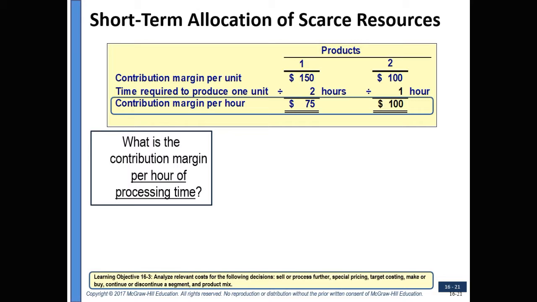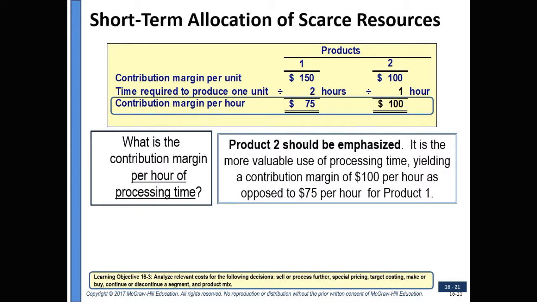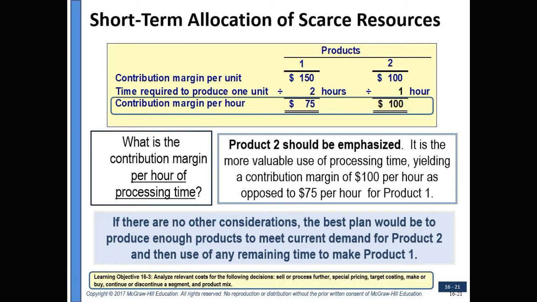Let's calculate the contribution margin per hour of processing time. The contribution margin per hour for product 1 is $75, and it is $100 per hour for product 2. Product 2 should be emphasized. It is the more valuable use of processing time, yielding a contribution margin of $100 per hour as opposed to $75 per hour for product 1.